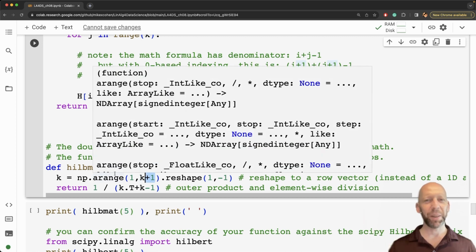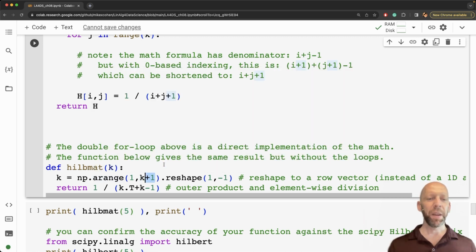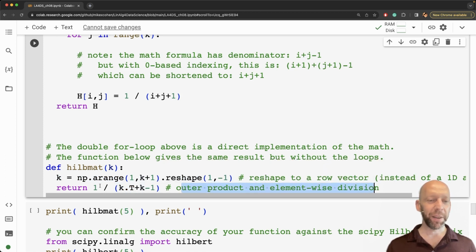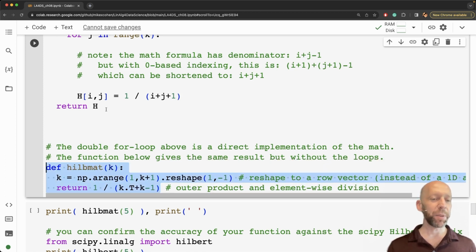So all this stuff gets really confusing, especially if you are new to Python or if you are new to Python from another language that is 1-based, like MATLAB or Julia. Anyway, so here I define a row vector, and then I transpose that into a column vector. And here I'm just using the outer product to implement exactly the same result. So we still have this matrix H being returned here, but we don't need any for loops. Okay, so I'll run this.